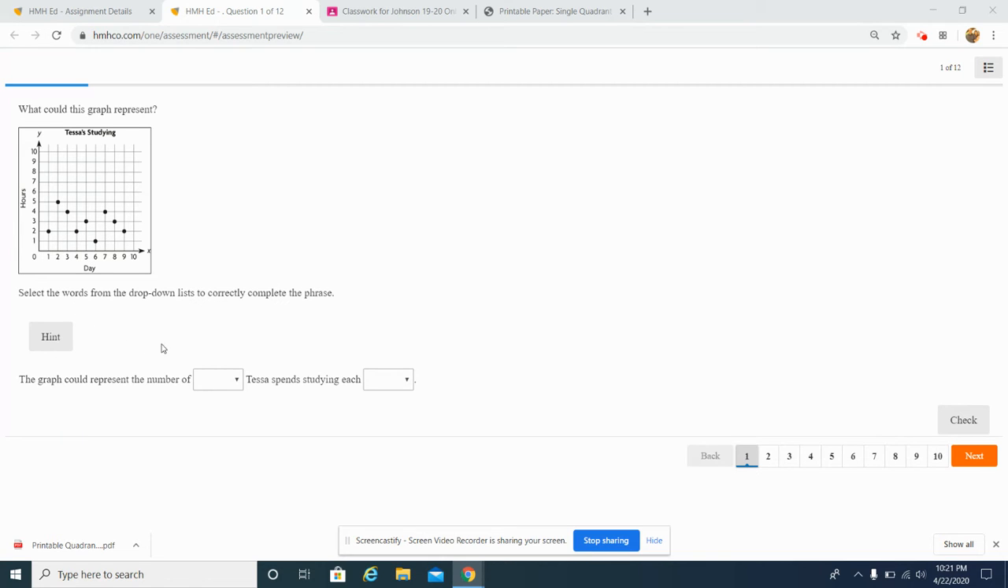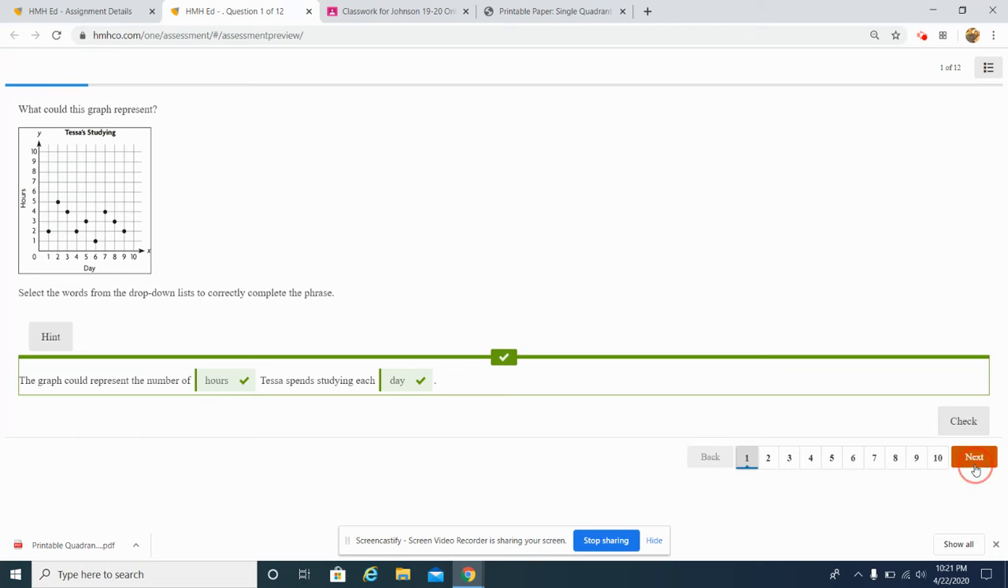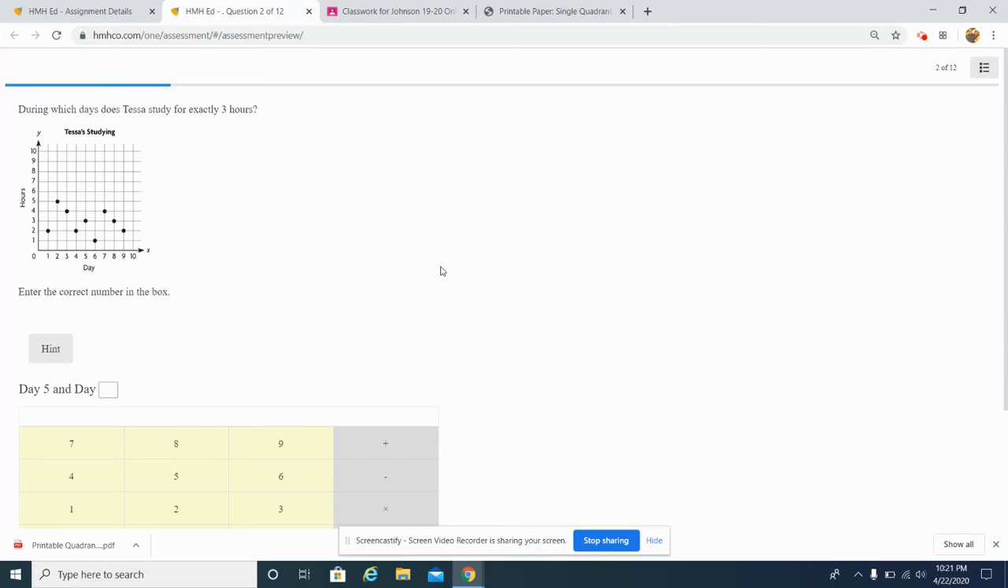So it says select the word from the drop-down list to correctly complete the phrase. The graph could represent the number of, so we know it's either hours or days. Did she spend days studying? Nope, she spent hours. Tessa spent hours studying each day. Okay. So same kind of thing.